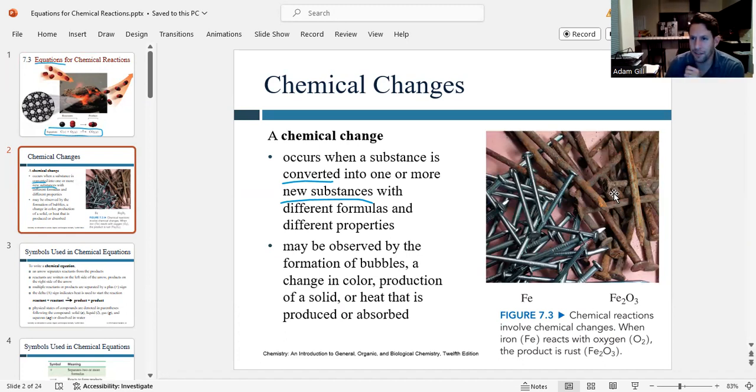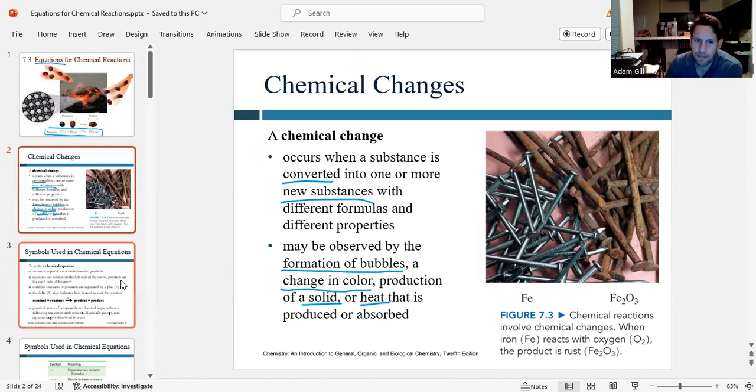Some other things that you might be able to observe for a chemical reaction are the formation of bubbles. Maybe there's a change in color. Maybe there's a production of a solid. Maybe heat is produced. Maybe heat is absorbed. Okay? All of these are observable examples. These are things that you'll see happening that give evidence of a chemical reaction.